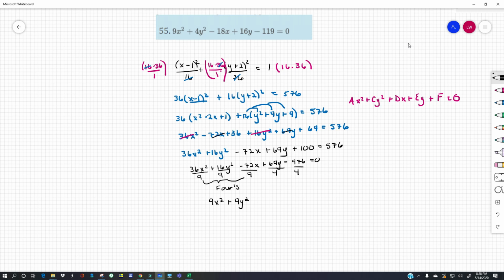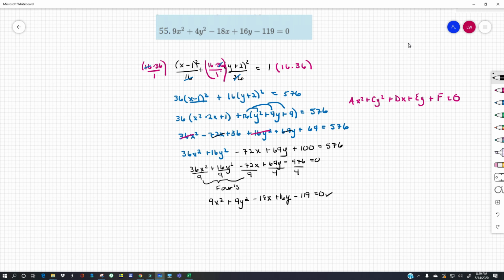4 goes into 72 18 times, so that's negative 18x. 4 goes into 64 16 times, so 16y. And 4 goes into 476 119 times, and there we go. Okay, so we went from the standard equation of an ellipse back to the general equation of the ellipse. So it's important that you can go back and forth.